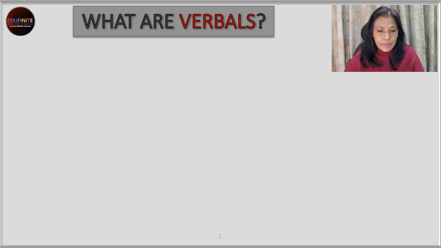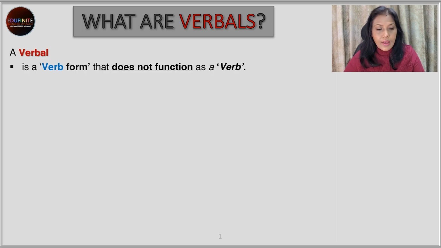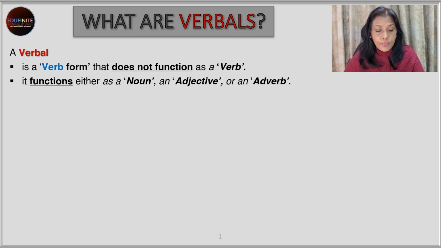Now, what are verbals? A verbal is a verb form that does not function like a verb. Then what does it do? It functions as a noun, an adjective, or an adverb. You can think of it as an actor who is playing the role of a noun, an adjective, or an adverb.